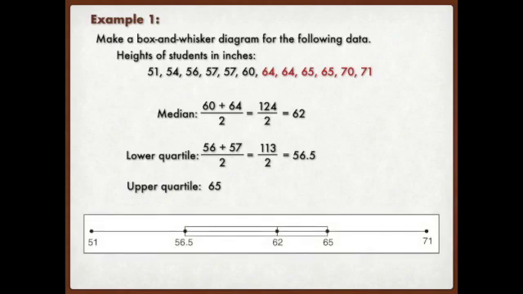Now when I make a box and whisker diagram, I'm going to start with 51, that's my first number, and then I can draw a line and make 71, so that's all my numbers. Then what I'm going to do is write down my middle number, my median, 62, and then I'm going to write my lower quartile and my upper quartile on the line, and then I just make a box to connect it. So I trap 56.5, 62, and 65 as my three medians. Okay, hopefully that makes sense.